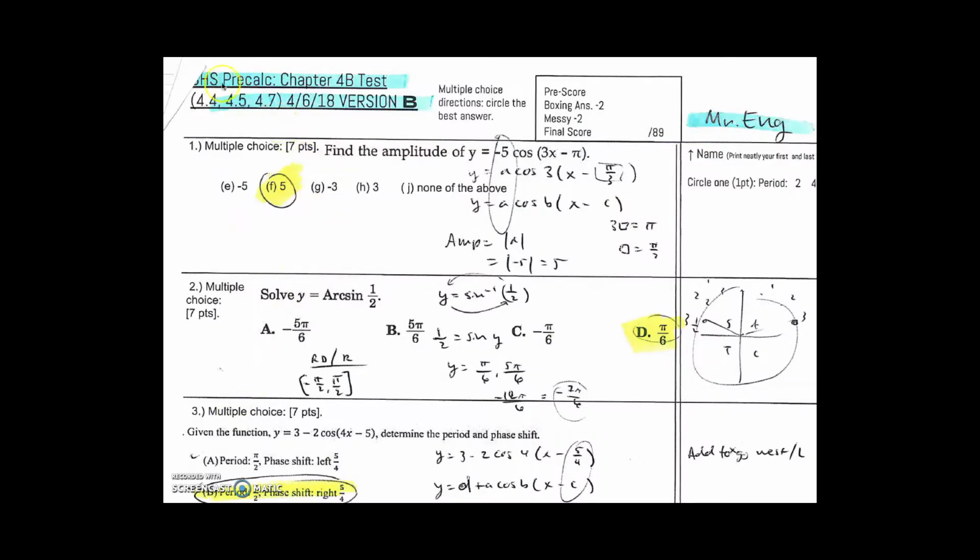Mr. Ng is going over the pre-calc chapter 4B test taken on April 6, 2018, version B. Question number 1: find the amplitude of y equals -5 cosine (3x minus pi).